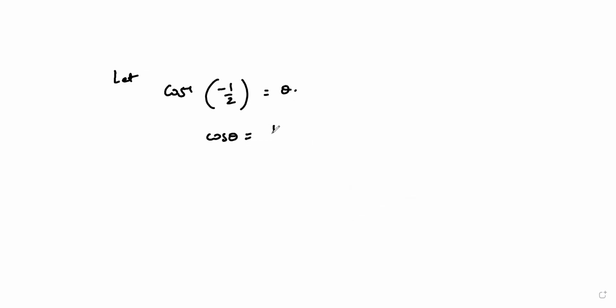Cos theta is equal to minus 1 by 2. That is nothing but minus cos 60 degrees, so minus cos pi by 3. So what am I getting here? Minus pi by 3. But here the problem is the domain. It is 0 to pi in closed interval, and minus pi by 3 does not fall inside that interval.